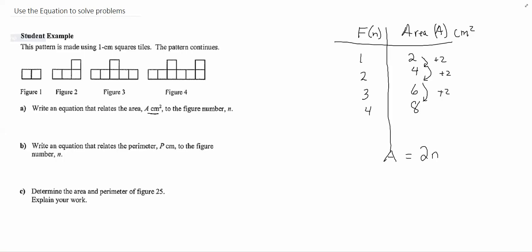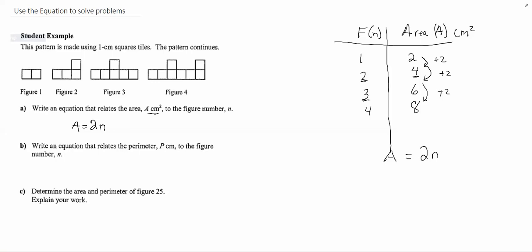Let's see if it works. I take 2 times 2, that will give me 4, which is perfect. 3 times 2 gives me 6, 4 times 2 gives me 8. So we have our equation. A is equal to 2n.